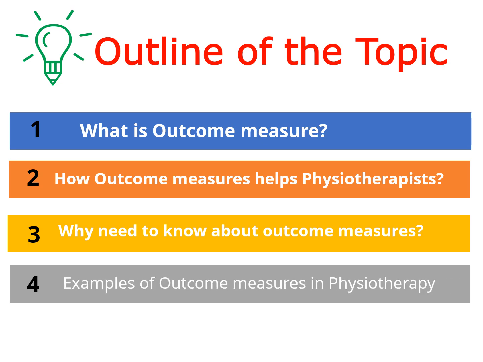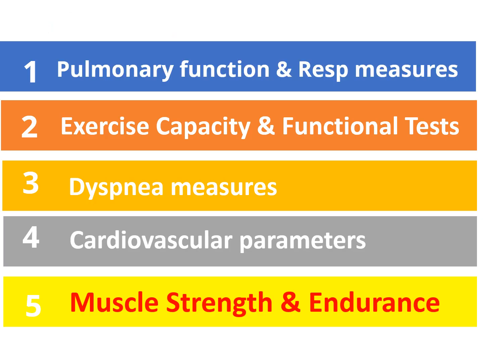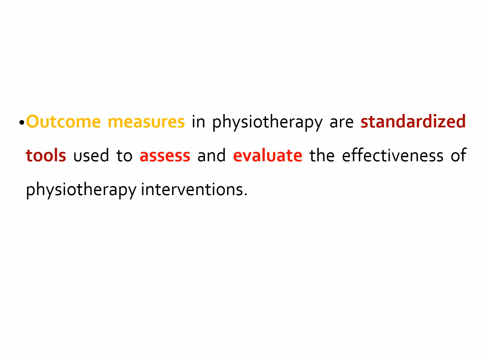For example, in case of cardiopulmonary physiotherapy, we need to have an idea about outcome measures like pulmonary function and respiratory measures, exercise capacity and functional test, dyspnea and functional disability measure, cardiovascular parameters, muscle strength and endurance, patient reported outcome measures and quality of life and psychological measures. Let's see section 1.